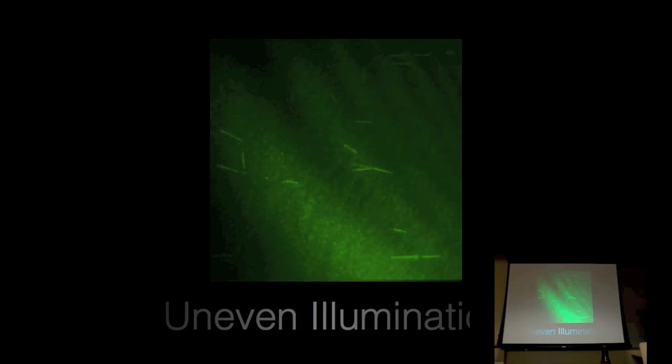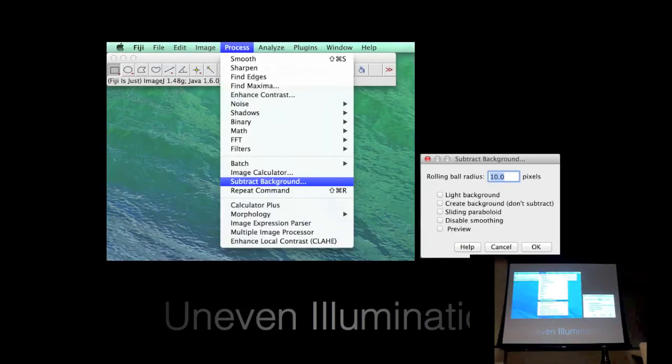Okay. Another very common problem is uneven illumination. This is a TIRF microscopy movie of microtubules growing on a cover slip. TIRF is great, but it's really hard to get a very uniform illumination in TIRF. So this is kind of common to see. And if you're trying to do some analysis which picks out where these microtubules are, it's kind of hard when you've got this kind of uneven illumination.